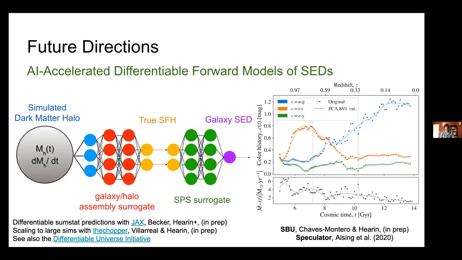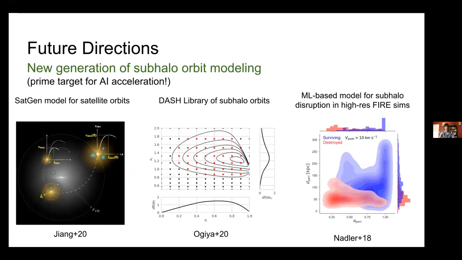The upshot is that this AI acceleration technique provides the practical capability to start from an n-body simulation and forward predict galaxy spectra and photometry with essentially the same speed and efficiency as simple models like the stellar to halo mass relation. This is thanks to computational performance and also differentiability that's inherited by deep learning libraries such as JAX and TensorFlow. On the right here, I'm showing an example of this application, a forthcoming paper led by Chavez Montero, for predicting galaxy photometry from such a surrogate model. Okay, so next slide.